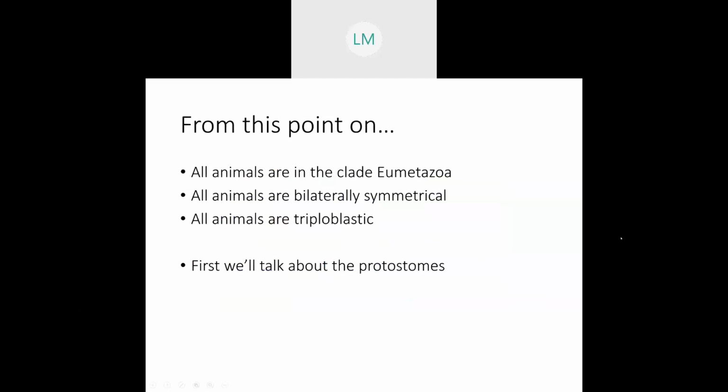All right, so now from this point on, not only do all of our animals have true tissues, all of our animals are going to have bilateral symmetry, and all of our animals are going to be triploblastic. So they're going to have those 3 germ layers that develop during embryonic development. Okay, so remember that within our bilaterally symmetrical triploblastic organisms, we have protostomes and deuterostomes, these 2 different types of embryonic development. We're going to talk about our protostomes first.